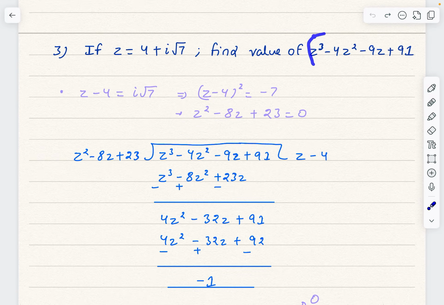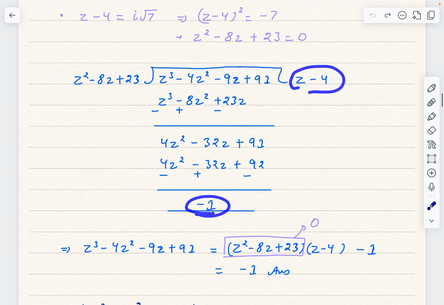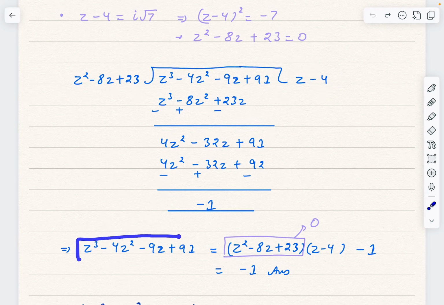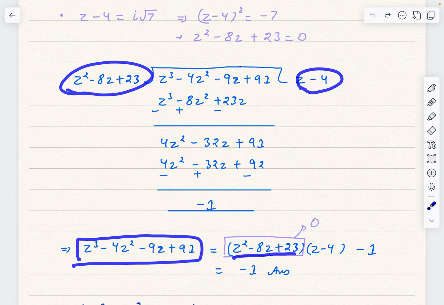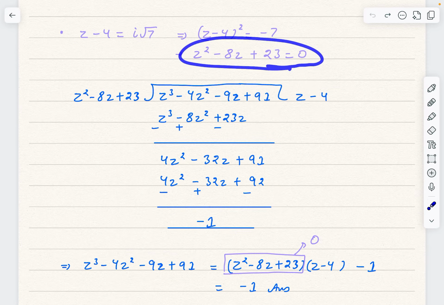Now you have to find out the value of this expression. So divide this polynomial by this quadratic. You know the long division method: z³ − 4z² − 9z + 91 divided by this quadratic. Finally, this will be the quotient, this will be the remainder. So now we can write z³ − 4z² − 9z + 91 as (z² − 8z + 23) into quotient plus remainder. And we already know this value is 0, so this thing will come out to be 0. We will just be left with −1. So the final answer will just be −1.